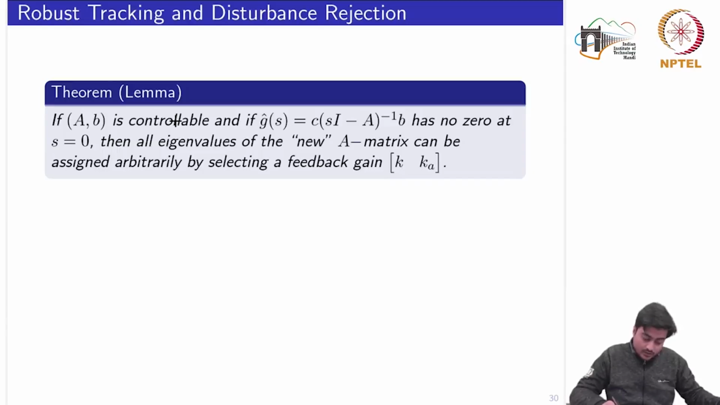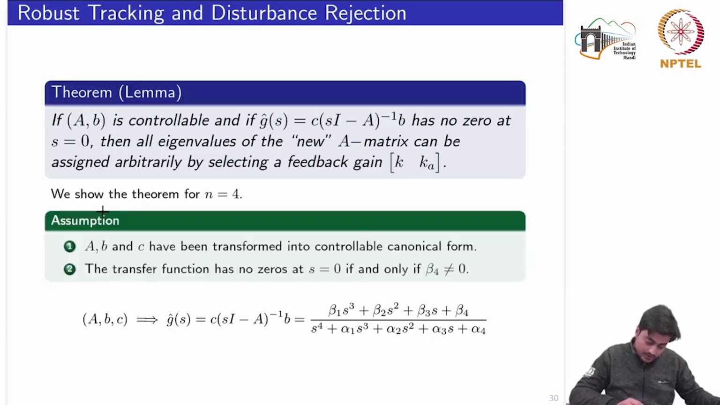So we will see how we can do the proof of this one. We show the theorem for n is equal to 4, again by taking a transfer function. Two assumptions we had taken here. First of all, given any form of the original ABC pair, we have transformed it into the controllable canonical form, so that the visualization becomes pretty much easy.